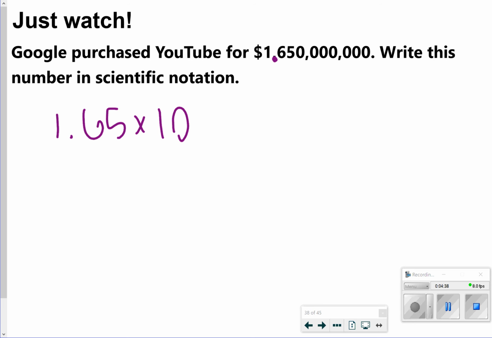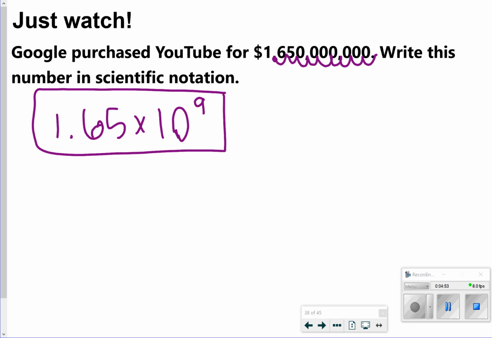So I'm just going to count what my exponent should be. 1, 2, 3, 4, 5, 6, 7, 8, 9. So my decimal point needed to be moved over 9 times, so my exponent would be a positive 9. So my answer for this example would be 1.65 times 10 to the 9th.